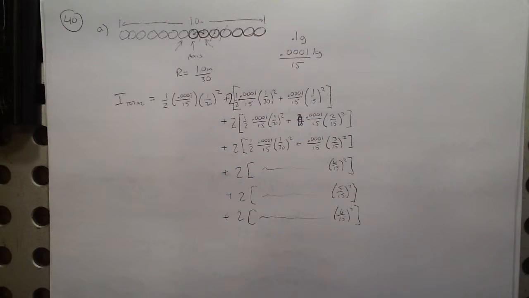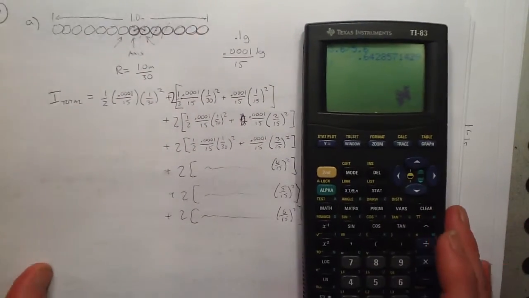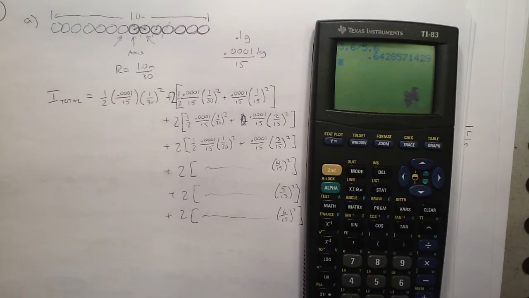So that looks like fun to calculate. Let's see if we can get that all in the calculator without messing it up. There are some things we could factor out. I wonder if we want to even mess with that.